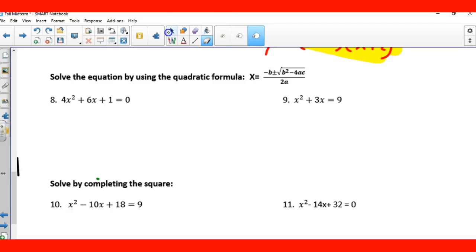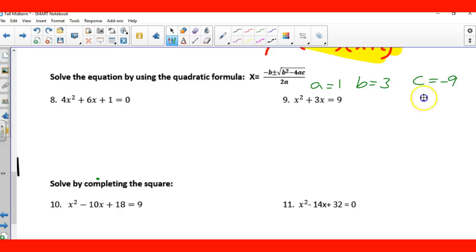For number 9, again, A is 1, B is 3, and C is negative 9. But let me show you why. See how the constant is on the right side of the equal sign? What I need to do is move it back to this side, meaning you have x squared plus 3x minus 9 equals 0. That's where the negative 9 comes from for C. A, B, C. Okay? A is 1. See the 1 right there? Implied invisible 1.